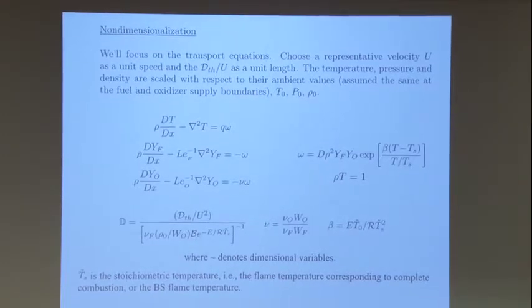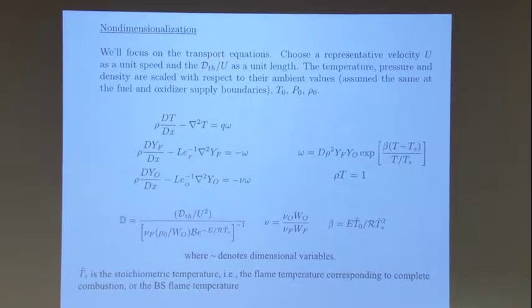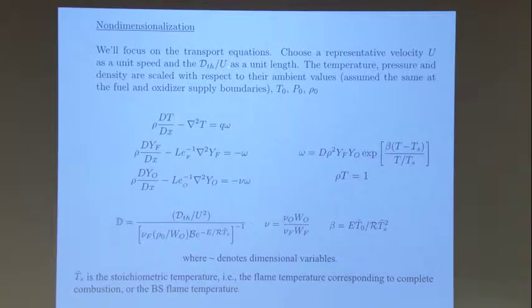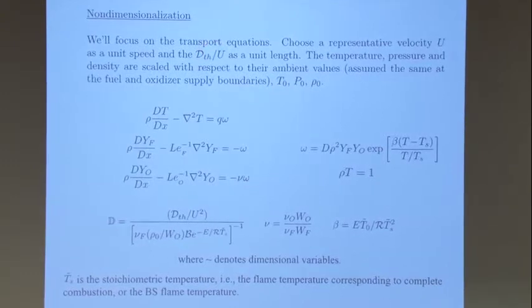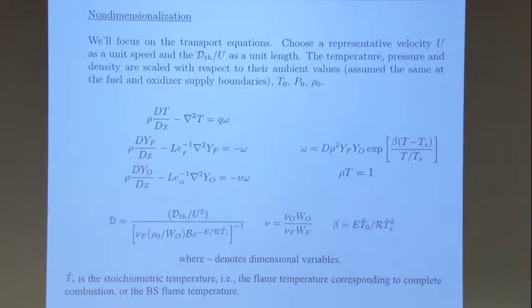We are going to make them dimensionless using some velocity that will characterize the flow field, and then d thermal divided by u, which is a diffusion length, as a unit of length. And then here are the dimensionless forms of the equation, very similar to what you have seen just in the past hour. This is the flow time, and therefore the Damköhler number here is inversely proportional to the velocity. You increase the velocity, you reduce the Damköhler number, and so on.